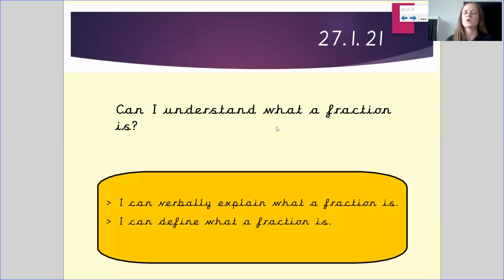So like I said, we're going to carry on looking at what fractions are. We're going to be able to explain verbally or written down so I can see that you can explain what a fraction is, and we're going to define what a fraction is.